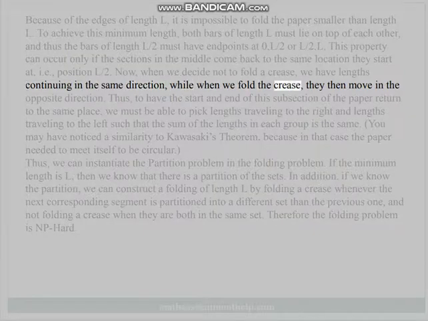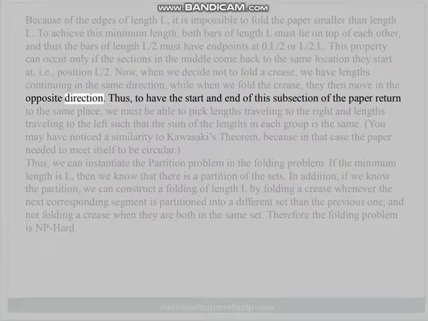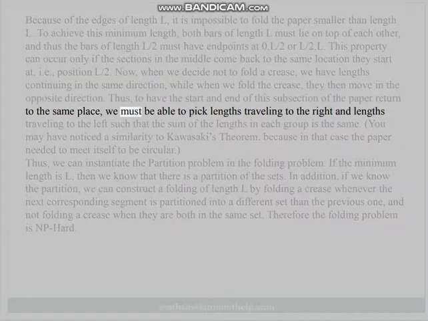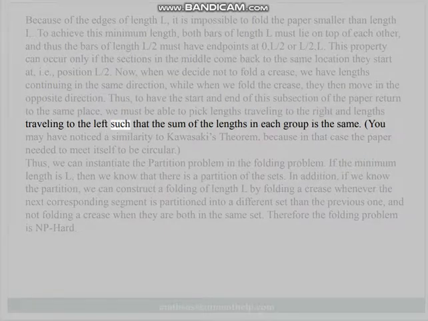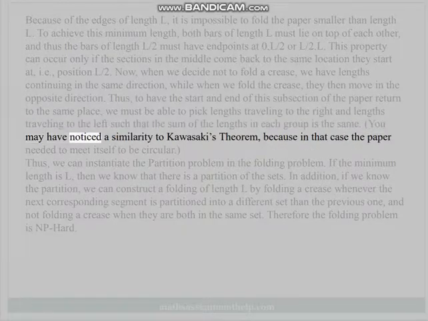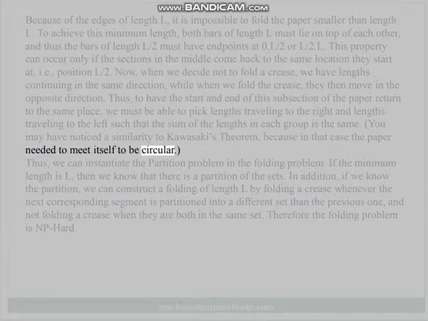Now, when we decide not to fold a crease, we have lengths continuing in the same direction, while when we fold the crease, they then move in the opposite direction. Thus, to have the start and end of this subsection of the paper return to the same place, we must be able to pick lengths traveling to the right and lengths traveling to the left such that the sum of the lengths in each group is the same. You may have noticed a similarity to Kawasaki's theorem, because in that case the paper needed to meet itself to be circular.